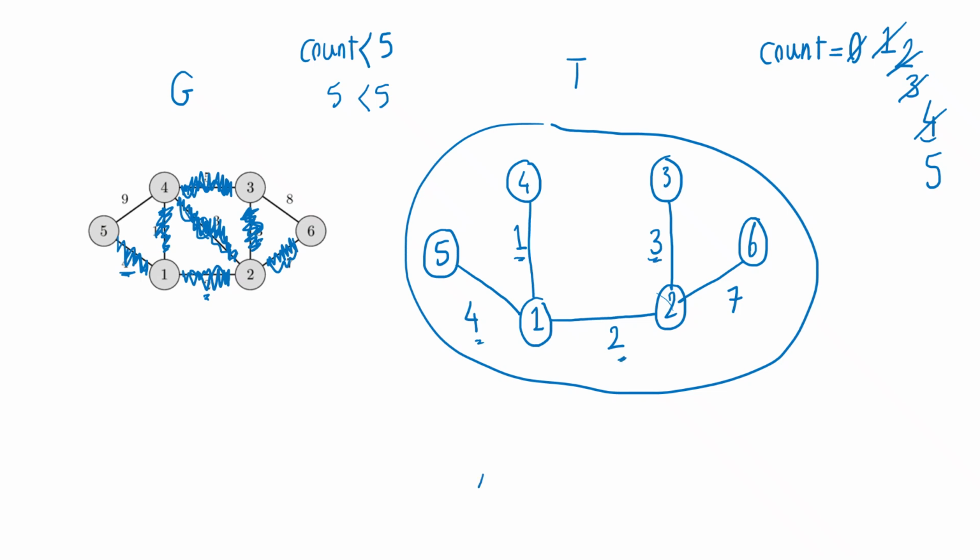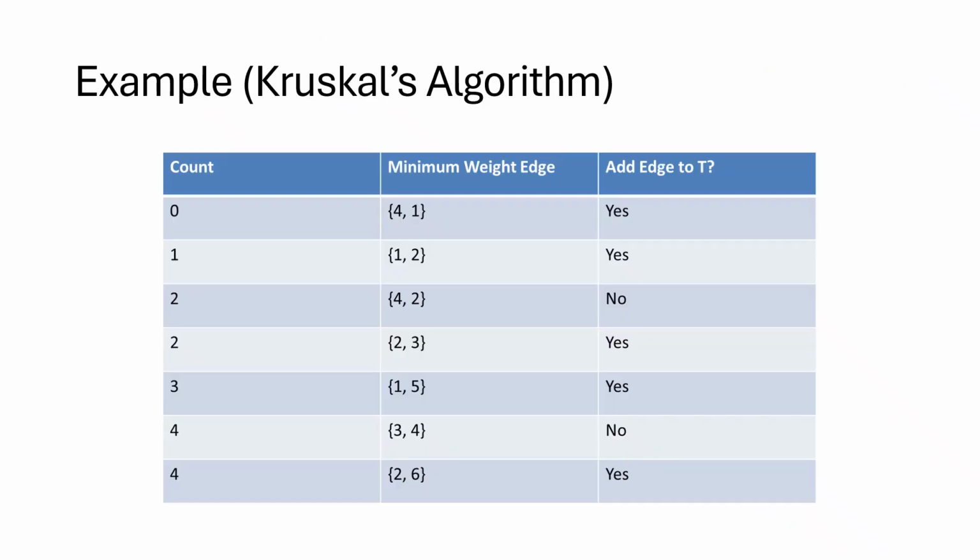And what we have here is 4 plus 1 plus 2 plus 3 plus 7, and that is 17. So 17 is the minimum that is possible for this graph, for a spanning tree. So that's Kruskal's algorithm.